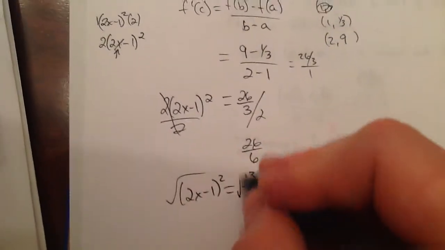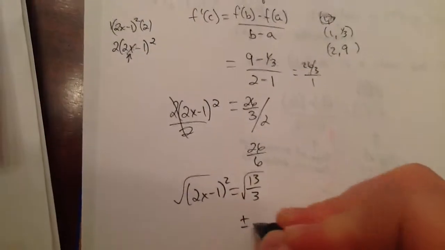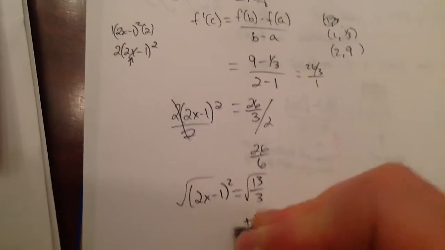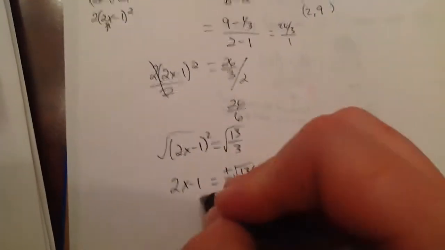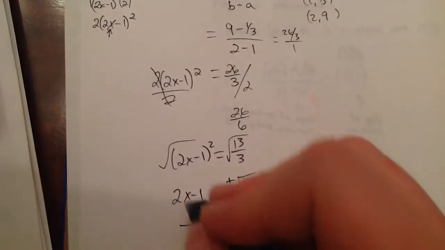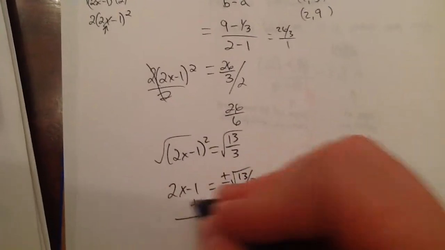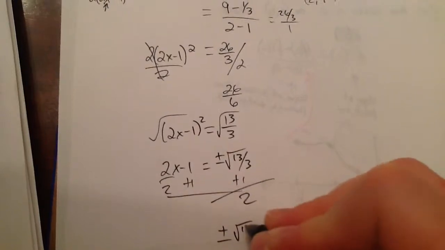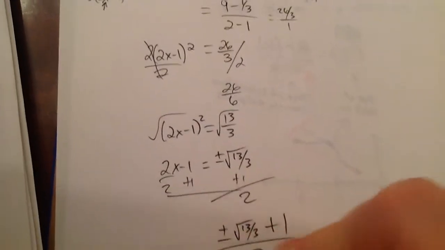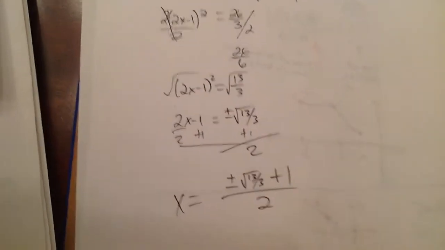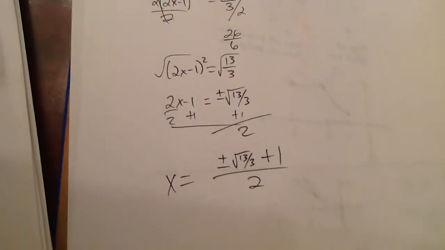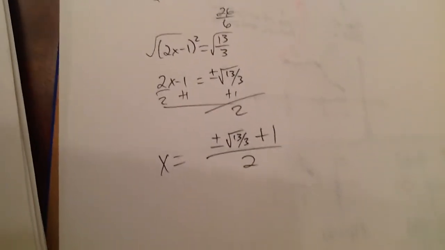Square root it. Whenever you square root something, you have to have plus or minus. 13 thirds equals 2x minus 1. And then just add 1, divide by 2. Might as well just do it in one step, right? Add 1, divide by 2. So plus or minus the square root of 13 thirds, plus 1, divided by 2. That would be your answer. However, we get 2 answers. That may be true sometimes, but we better check.